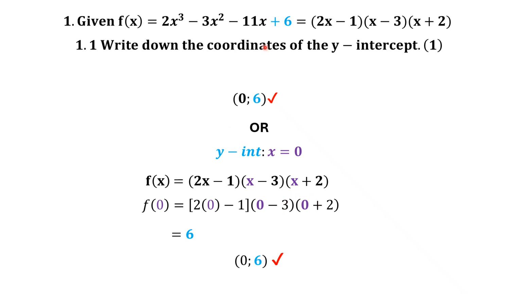Again, they want coordinates, so you're not getting any marks for the substituting, but you get a mark for writing 0 and 6. Be very careful what you're reading. We can say determine the value of the y-intercept, or we can say coordinates. So coordinates, in brackets, x value semicolon y value, right? But that is 1 mark. All right. Now from here, we can also ask for x-intercepts.